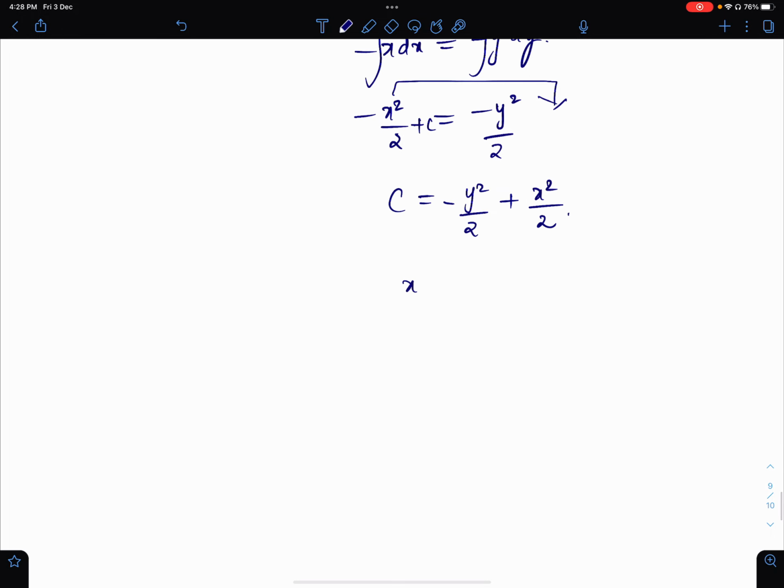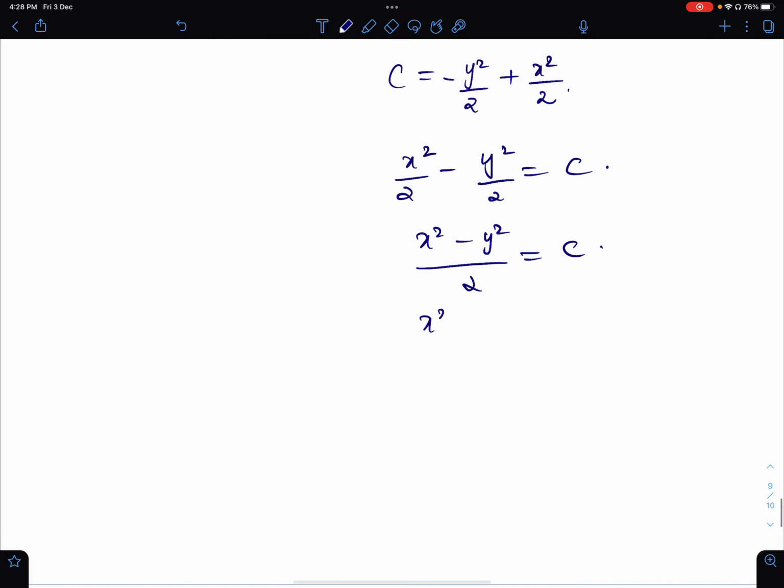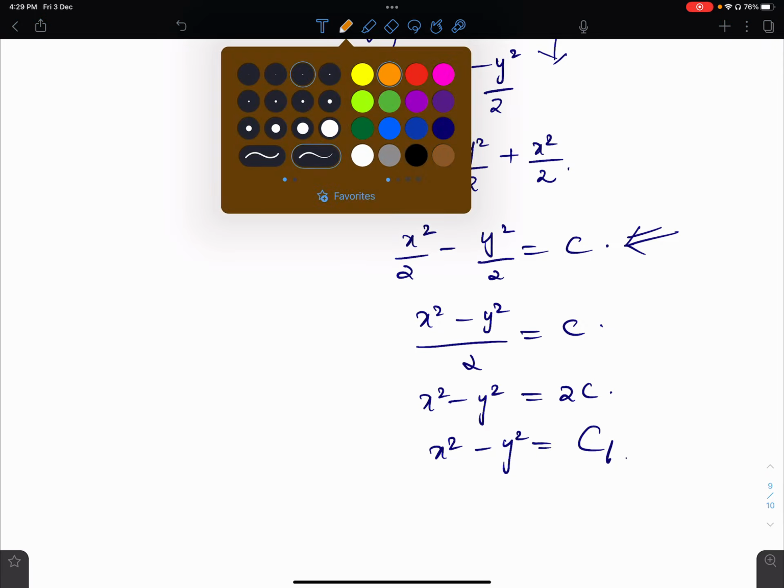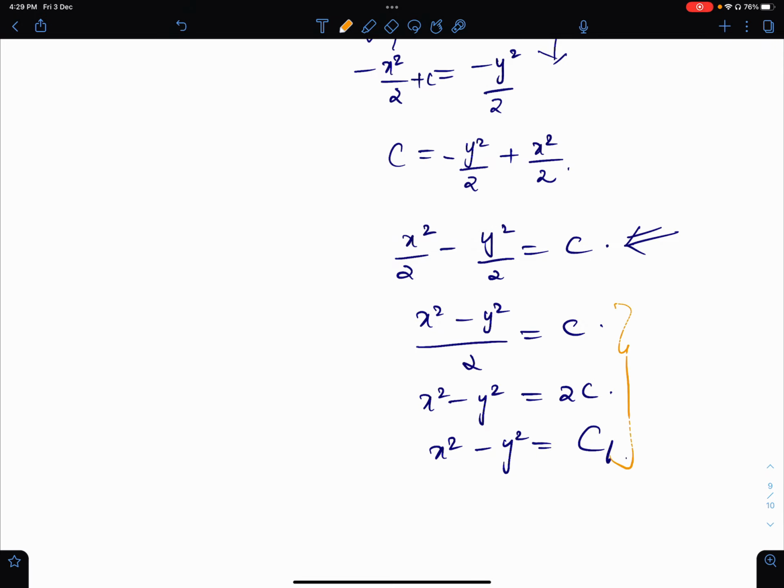Or you can write x squared by 2 minus y squared by 2 equal to some c. If you want, x squared minus y squared by 2 is equal to some c. x squared minus y squared equal to 2c. x squared minus y squared equal to some c1. That's all, you can stop here itself if you want. If you want to put a very clear answer, you can write these steps, but these steps are optional. If you want, write; otherwise, no need.